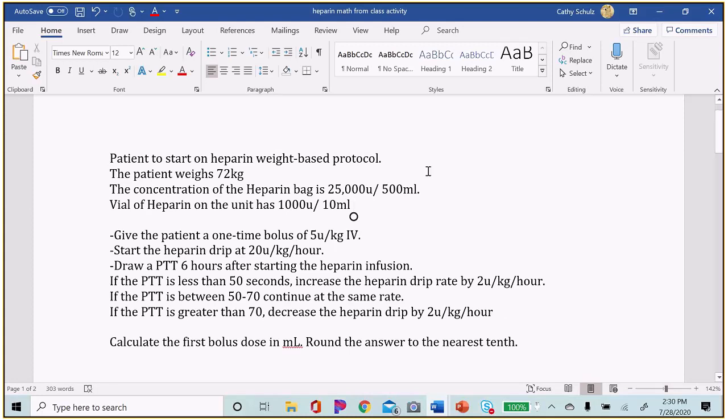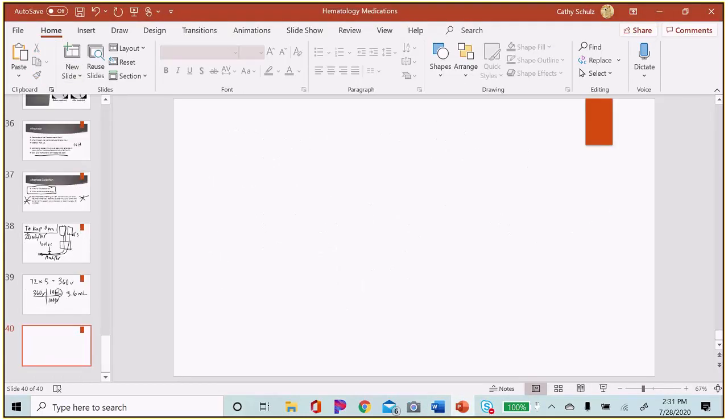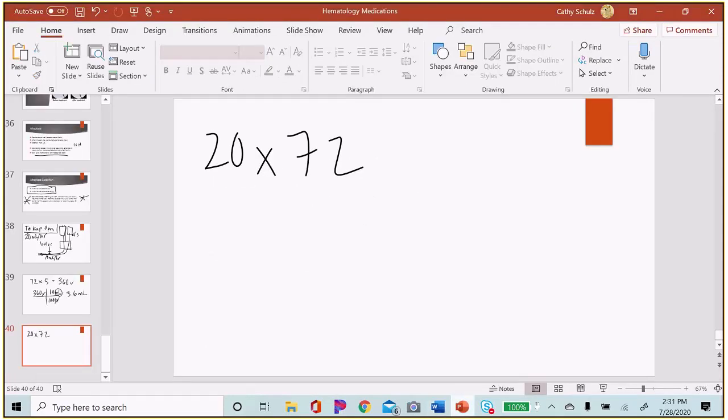And so then I need to focus on the concentration of the bag, which is 25,000 units in 500 milliliters. The provider states that I need to start the heparin drip at 20 units per kilogram per hour. So we know they weigh 72 kilograms. So it's 20 times 72, right? Okay, so 20 times 72 means I have to give 1,440 units per hour.